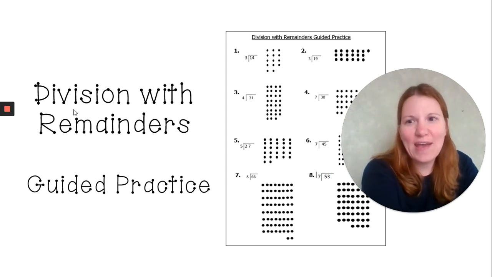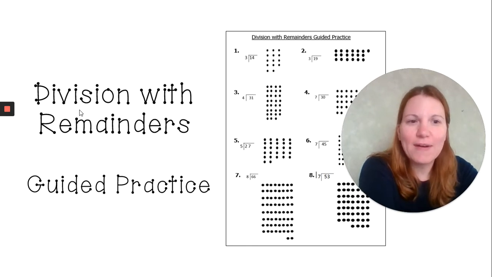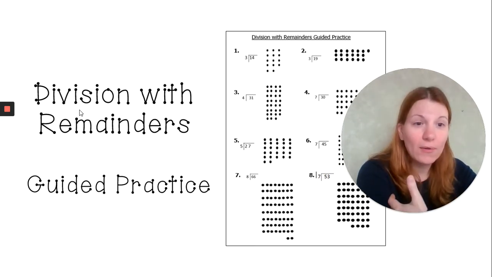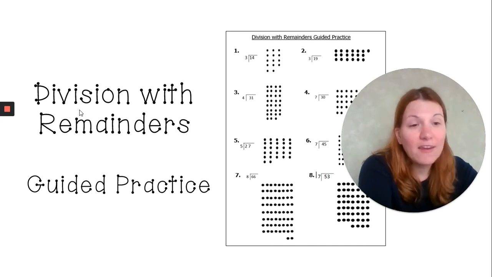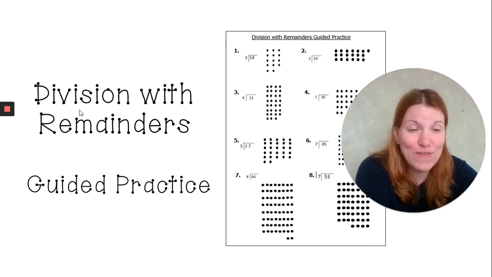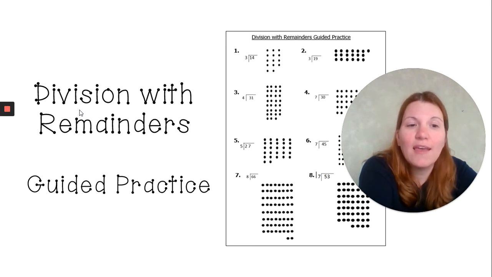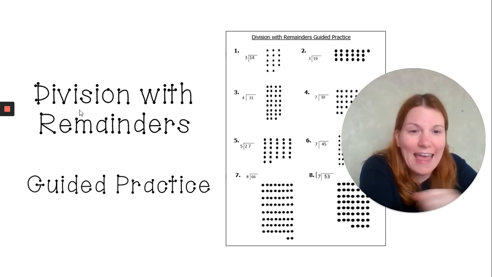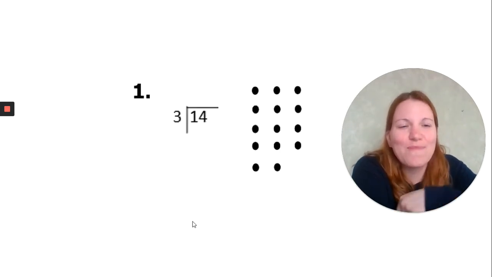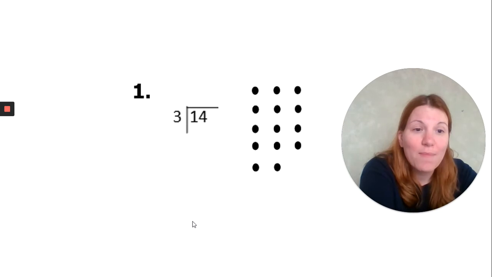So yesterday we read this really cute little book, A Remainder of One, and we learned about this idea of a remainder as something that is left over after we divide. So we start with a total amount, we divide it up into a certain number of groups. We see how many are going to be in each group, and sometimes there's a little bit left over. It doesn't divide out evenly. So we're going to practice that with some dots today. I know it's not quite as fun as jelly beans, but it'll be faster this way. And we're going to work through 8 problems together.